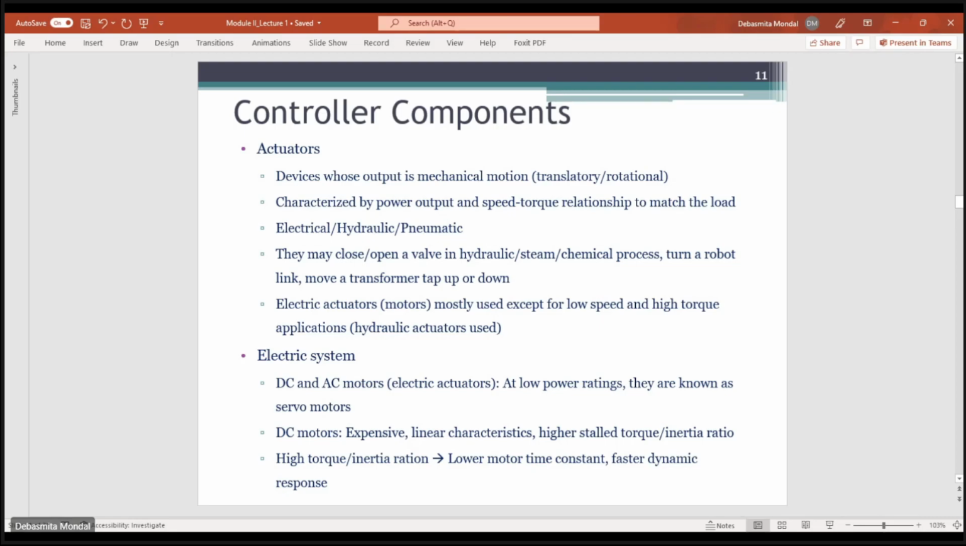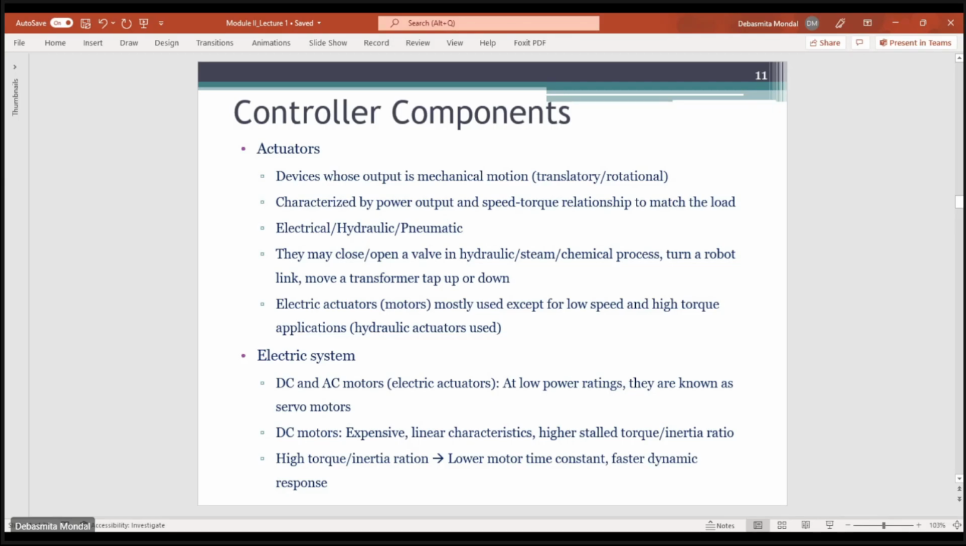So these actuators can be of different types. They can be electrical, hydraulic, or pneumatic, and their function is to perform tasks, that is, to manipulate the controlled process or the plant that we are trying to control.